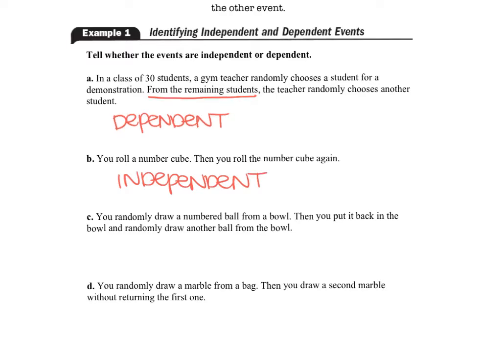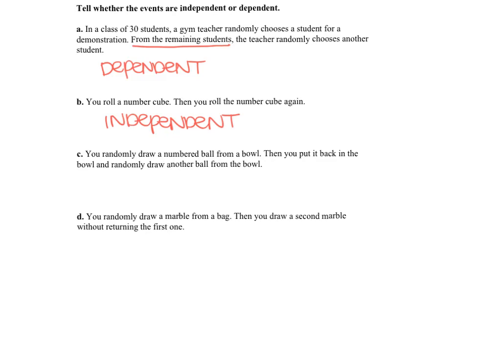Why don't you pause the video and try C and D real quick. All right, so you randomly on C choose a numbered ball from the bowl, then you put it back in the bowl and randomly draw another ball from the bowl. All right, well, the key here is that you put it back, and because you put it back, these are independent events because what you drew the first time, since you put it back, is not going to affect the probability of what you draw the second time.